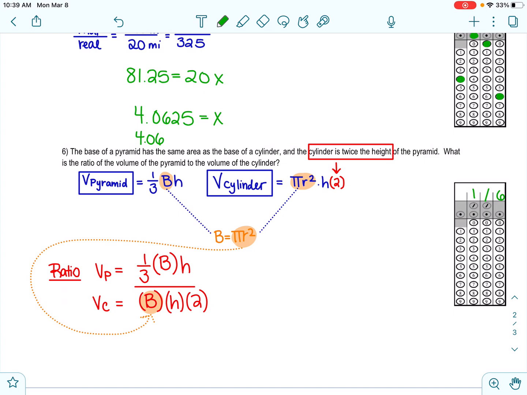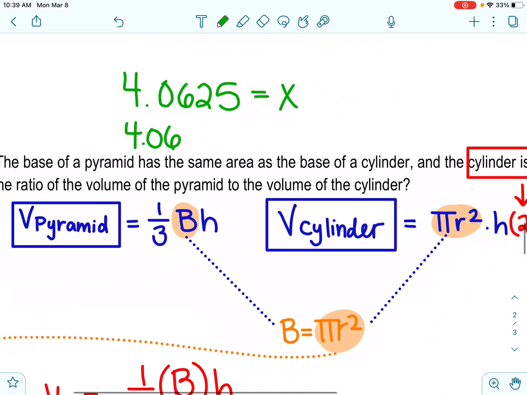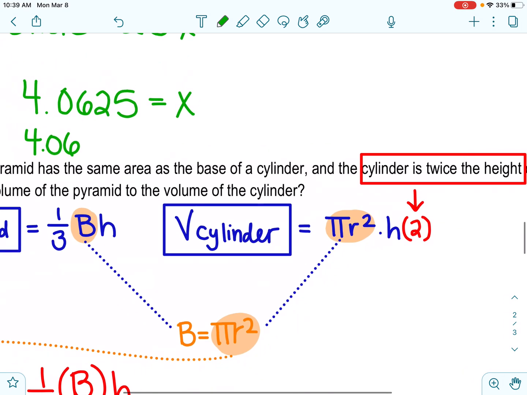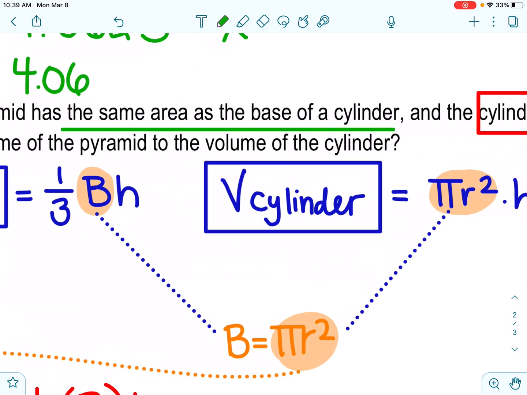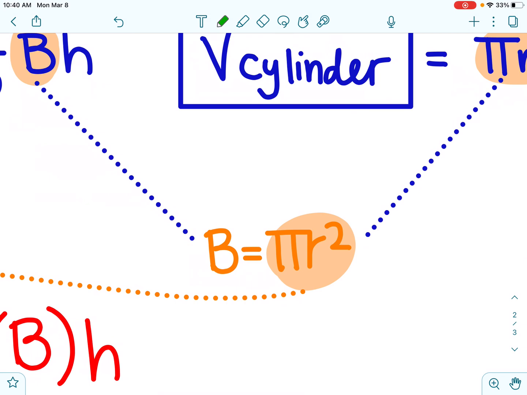So, wow. I started by saying, okay, what are those formulas? The volume of a pyramid is 1/3 the area of the base times the height. The volume of a cylinder is pi r squared times the height. Now, pi r squared is the base of the cylinder. And what we know from the problem is that the base of the pyramid has the same area as the base of the cylinder. So I highlighted the base, and the base is pi r squared. And those have to be equal, okay?